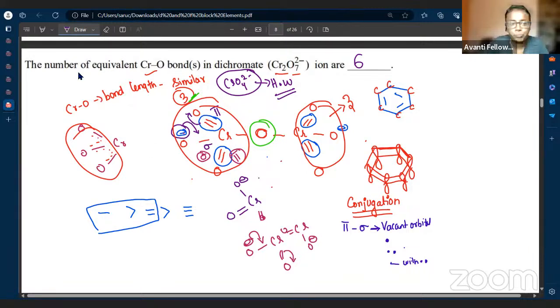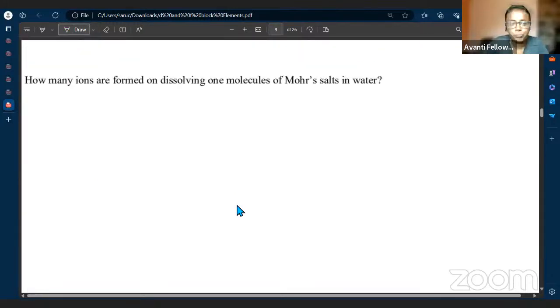Now moving to the next question. How many ions are formed on dissolving one molecule of Mohr's salt in water? So when you dissolve one molecule of Mohr's salt, what is the number of ions produced? So first, what is Mohr's salt? Yes, Rohit, you are right.